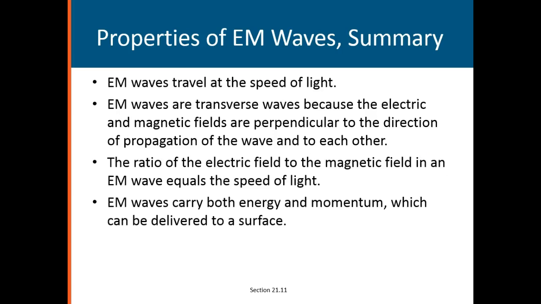So what are the properties of electromagnetic waves? It seems like we've talked about these several times. Number one, they travel at the speed of light. They are transverse waves, because the electromagnetic fields are perpendicular to the direction of propagation of the waves and to each other. The ratio of electric field to the magnetic field in an EM wave equals the speed of light, and electromagnetic waves carry both energy and momentum, which can be delivered to a surface. Okay.